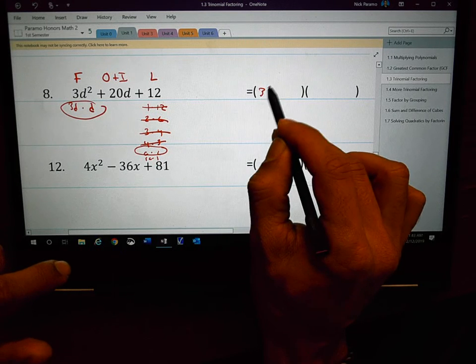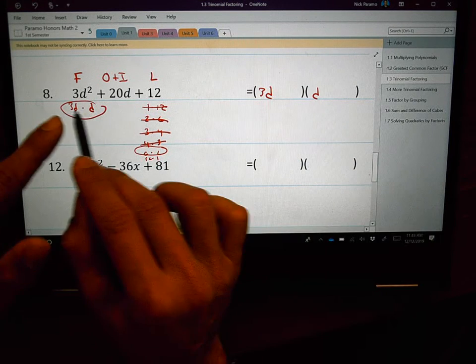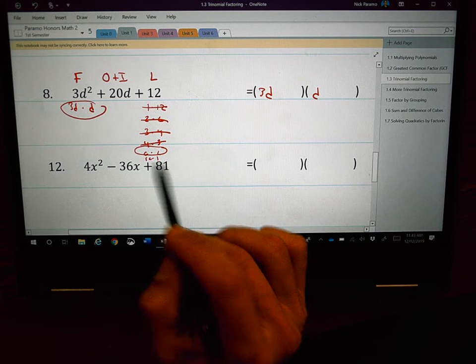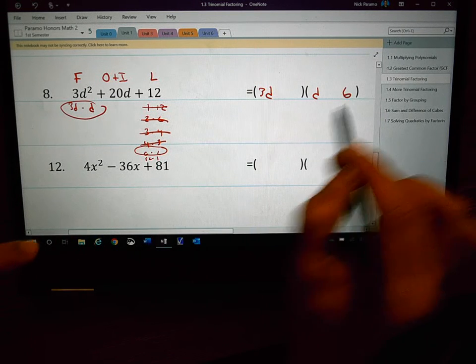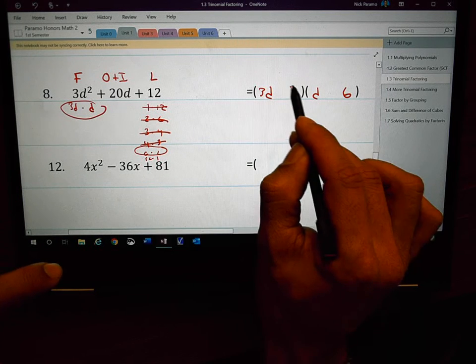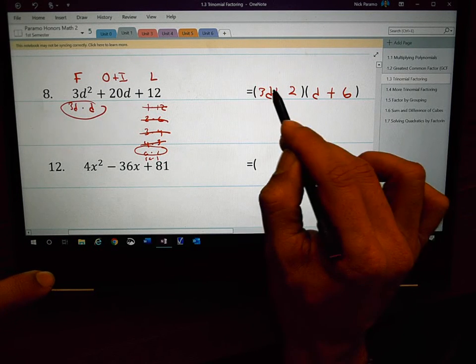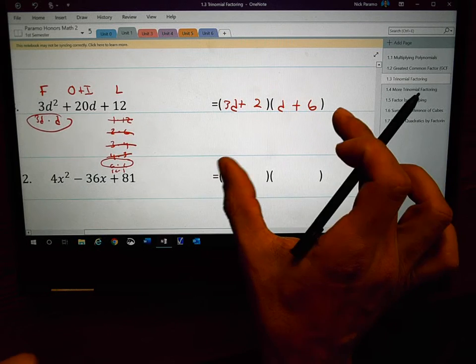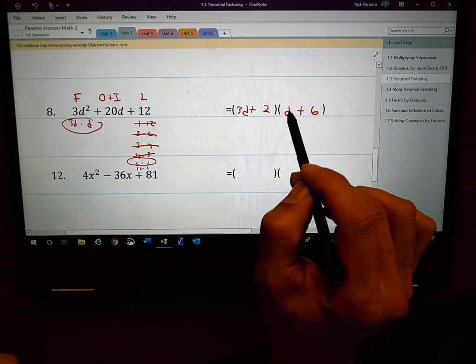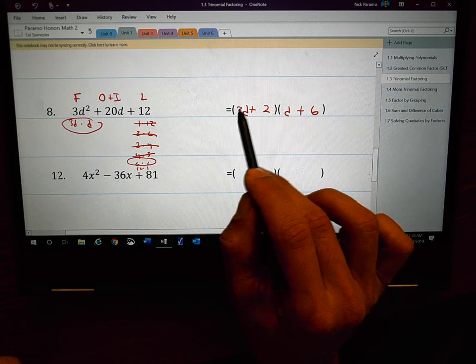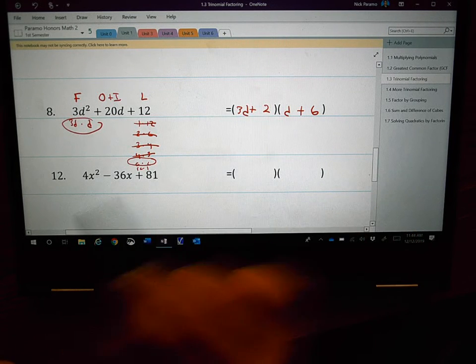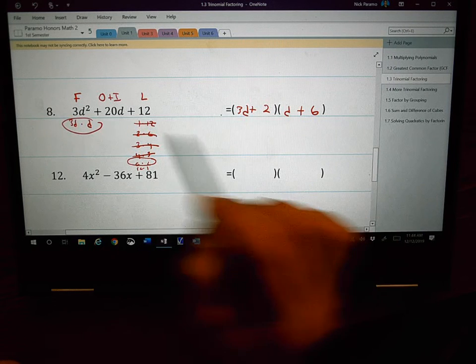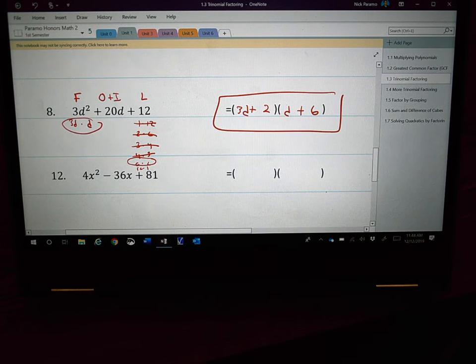So what I would do is put the 3D and the D there. I want 18. I want the 3D to multiply by a 6. And I want the 2 to multiply by a D to be there. And then what you should always do is double check. Does this times this equal the first? Does this times this plus this times that equal that? And does this times this equal that? If it does, you've done it correct.